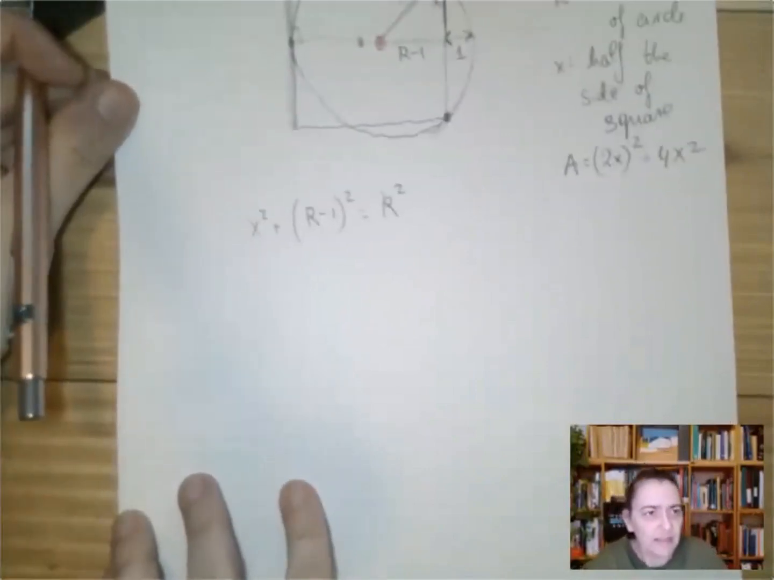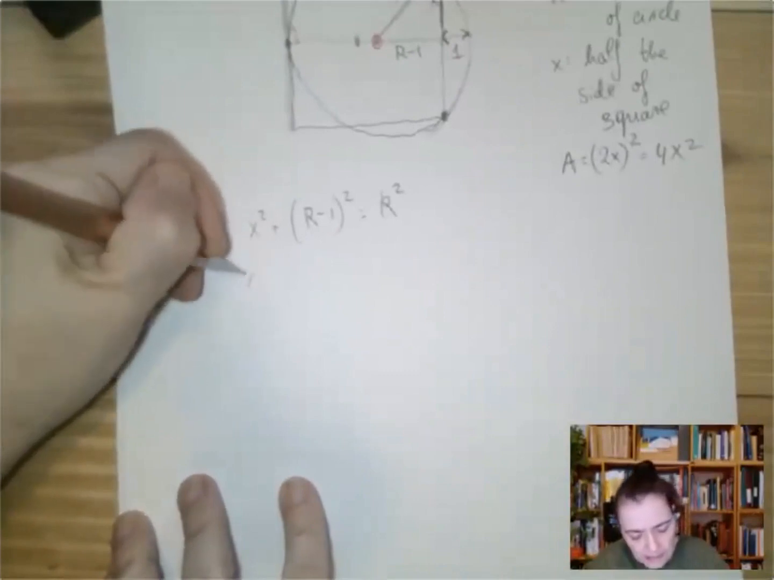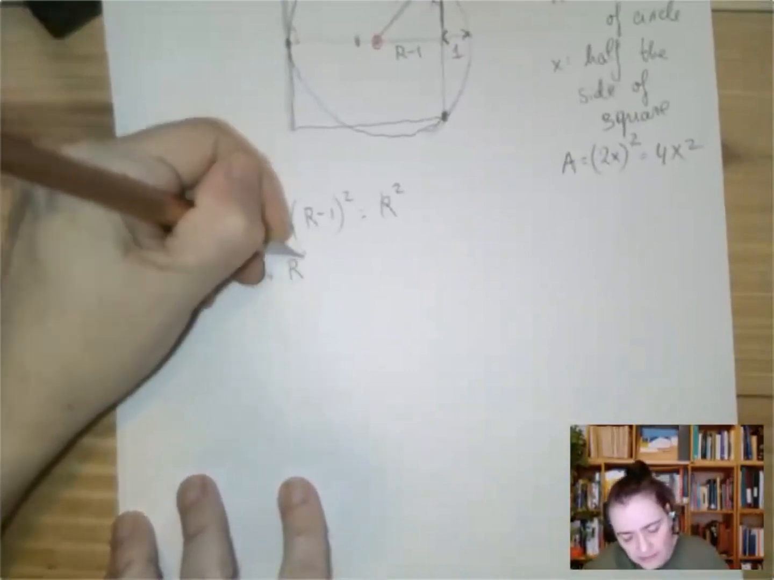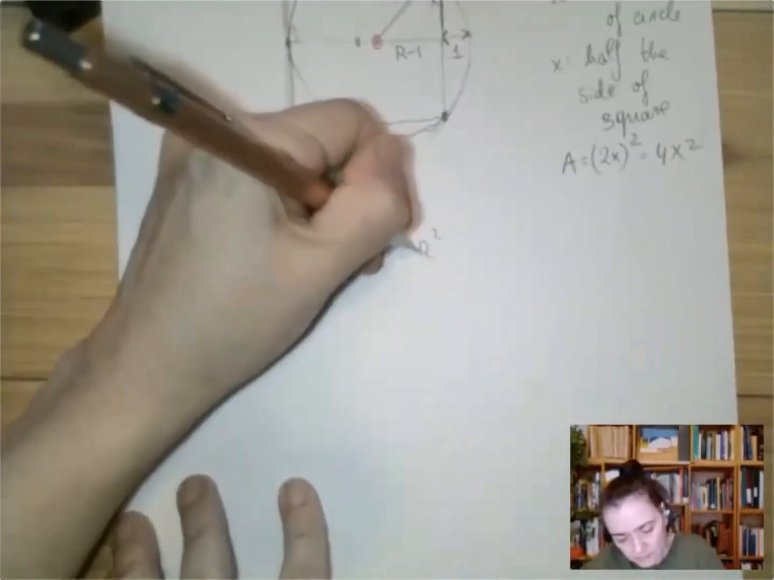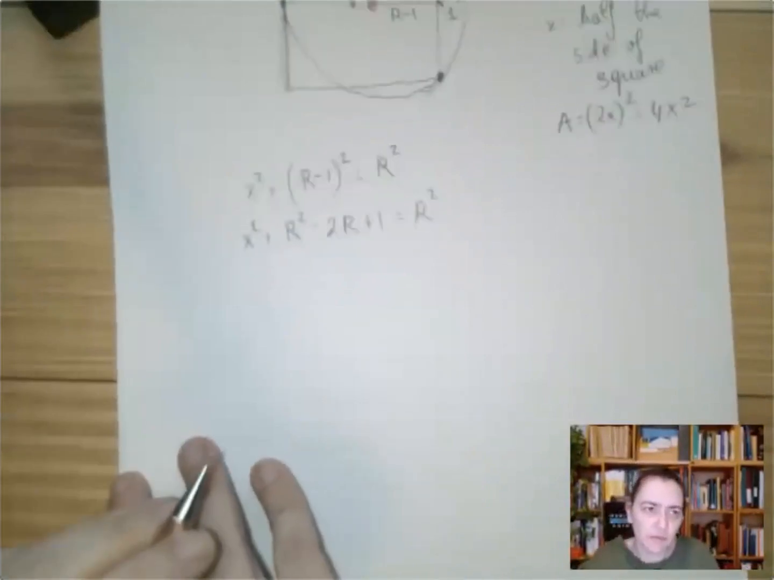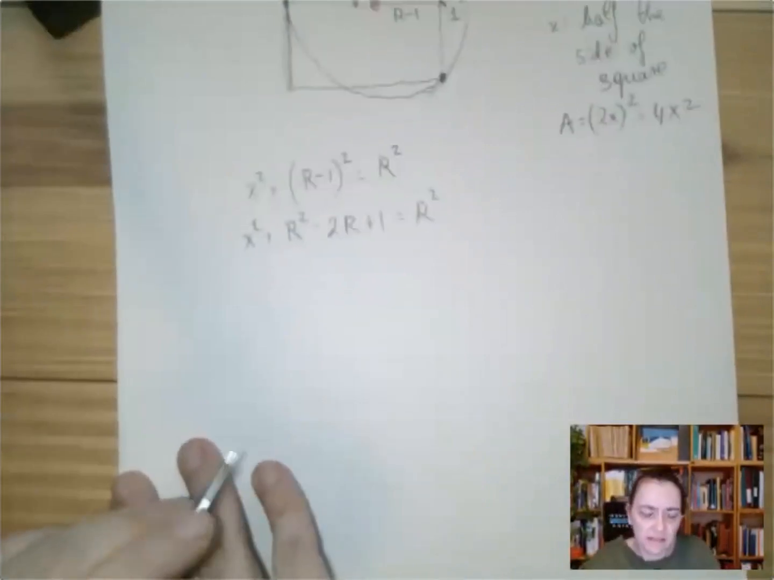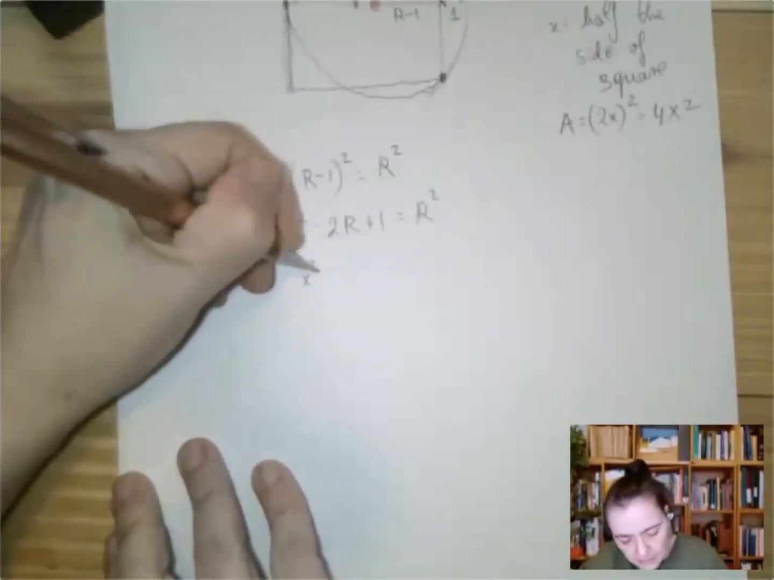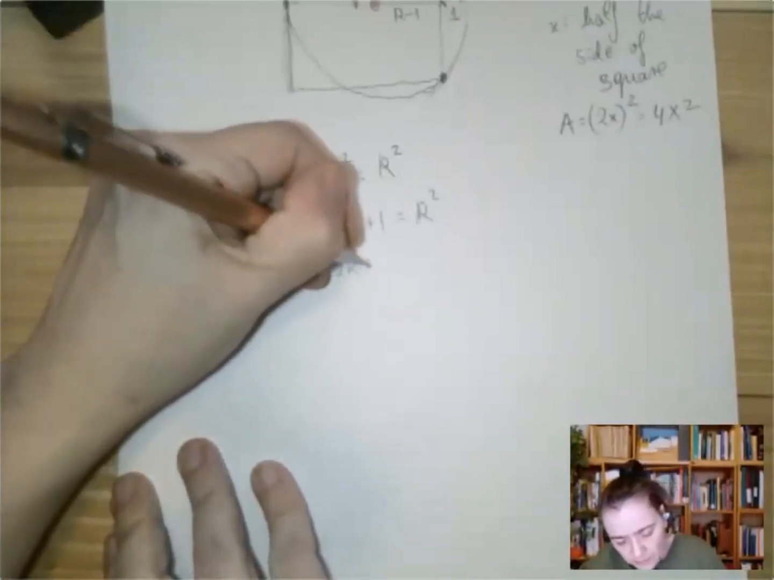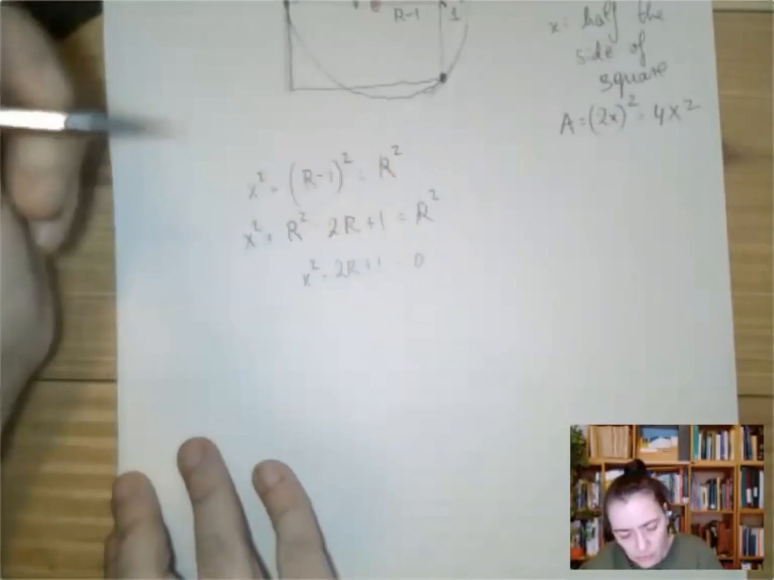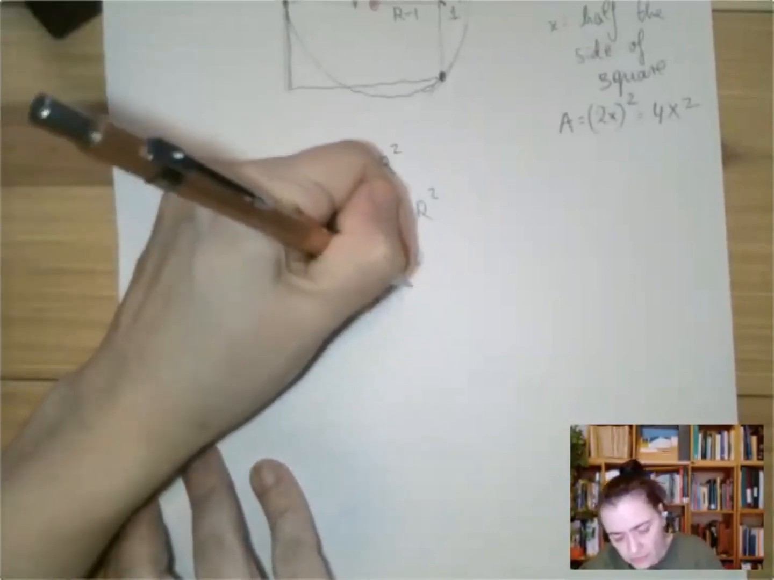And if we work this a little bit, x squared plus r squared, you see r squared is going to cancel out, right? We can subtract r squared from both sides, and then we get x squared minus 2r plus 1 equals 0, or x squared equals 2r minus 1.